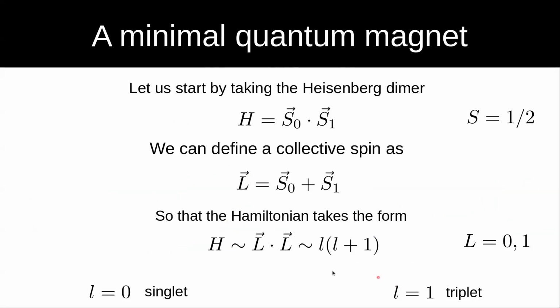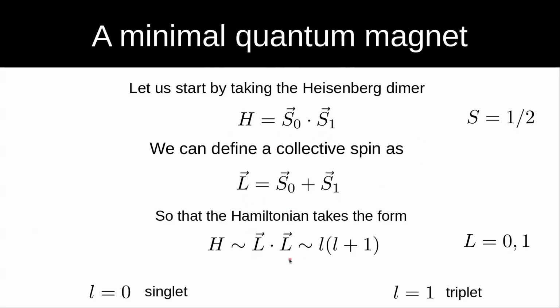Okay, so now let us focus on the minimal case of a quantum magnet. We are going to take a dimer that has coupling of the Heisenberg type, S0, S1 with all the different spin components. A very simple way of understanding the spectra of this Hamiltonian is by thinking that you can define an effective angular momentum that is S0 plus S1. And when you define this effective angular momentum, you can rewrite this Hamiltonian as L square.